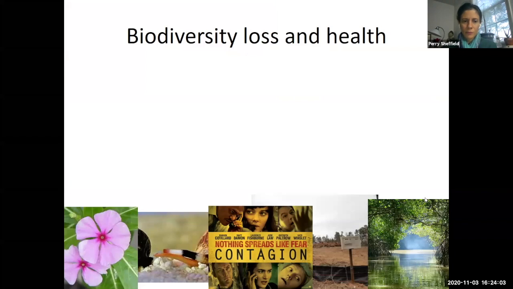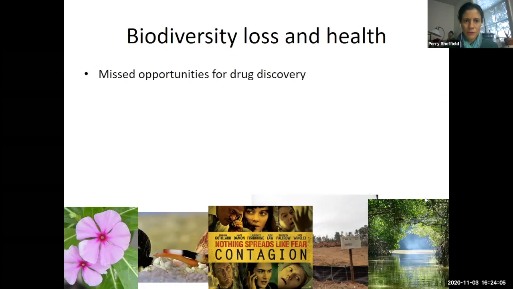Okay, so then to put it in some examples, I just gave you that example of a missed opportunity for drug discovery. Down there on the left is, actually, can you chat it in if anybody knows what kind of flower that is, and also why it matters? Why is that type of flower important to human health, and particularly around drug discovery?